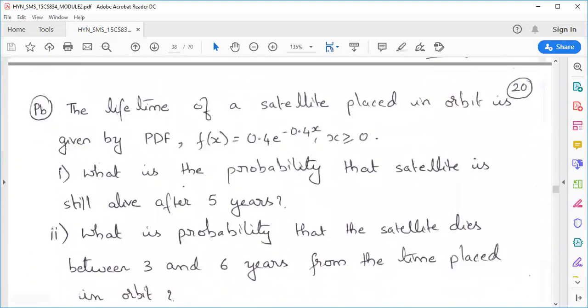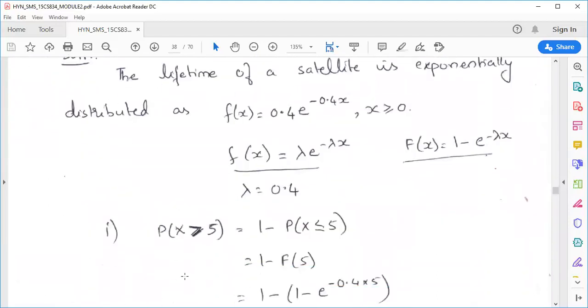So the next problem we have for exponential distribution is: the lifetime of a satellite placed in an orbit is given by probability distribution function small f of x is equal to 0.4 e to the power of minus 0.4 x, x greater than or equal to 0. The moment you see this, you can come to know that it is exponentially distributed because it is of the form lambda e power minus lambda x. The question says, what is the probability that the satellite is still alive after 5 years? That means we have to find probability of x greater than 5.